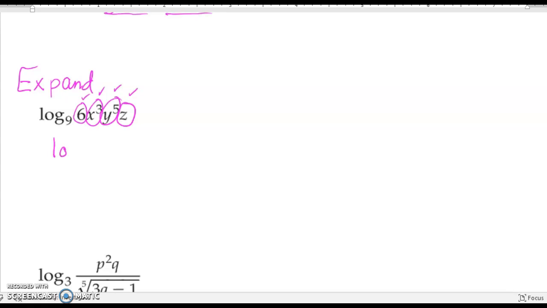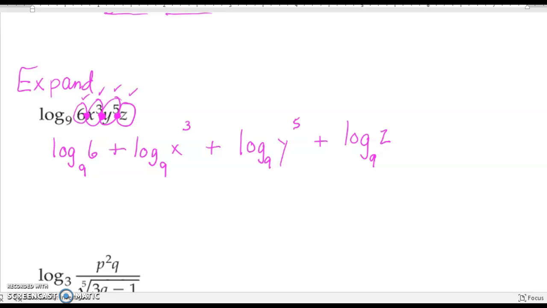So we'll start log base 9 of 6, multiplying and adding. So add log base 9 of x cubed plus, because you're multiplying, log base 9 of y to the 5th power. And one more, we're still multiplying, so plus log base 9 of z.